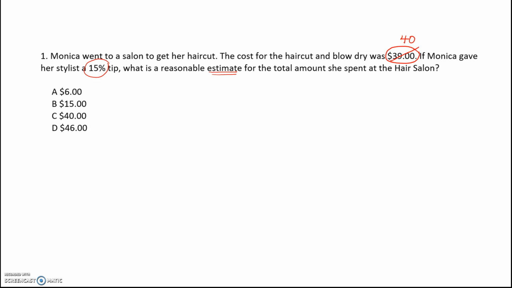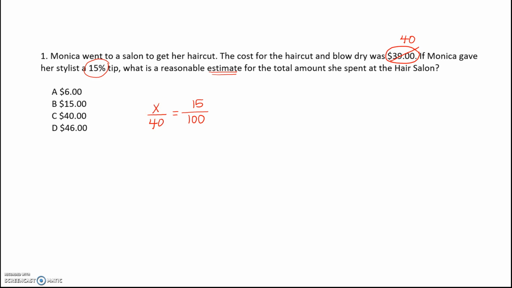And I see that this problem has a percent in it. If there's a percent, I know I'm going to use my percent proportion. So part over total equals percent over 100. So I know that I'm giving her a 15% tip, so percent over 100. And then the amount that I'm spending, the cost, is $40. So that is my total. And then I'm going to give her extra money to tip her for her service.